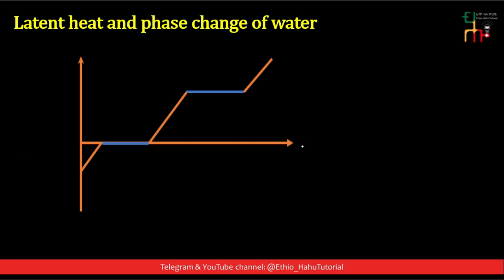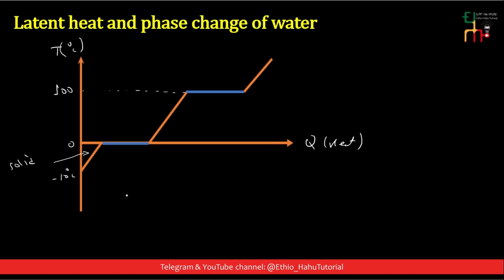To see this, let's consider this axis. This axis is heat added to the system, and this axis is temperature in degrees Celsius. This one is 0 degrees Celsius. This one is 100 degrees Celsius. This is solid state. Water exists in the form of ice at 0 degrees Celsius and below 0 degrees Celsius. Therefore, assume that this temperature is, say, minus 10 degrees Celsius.